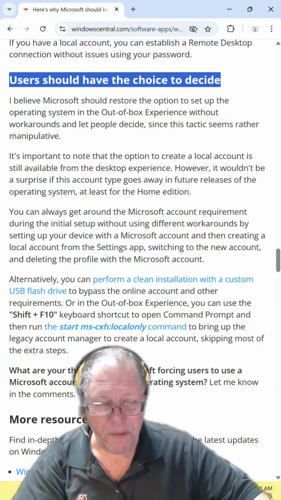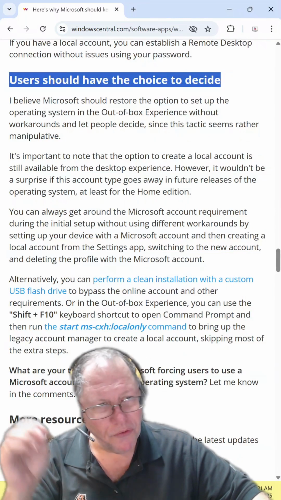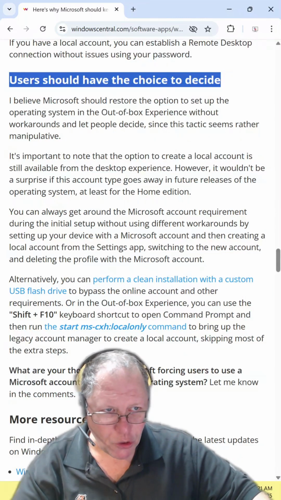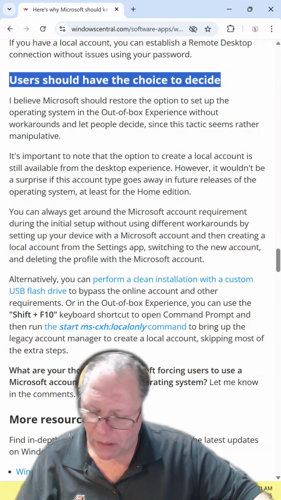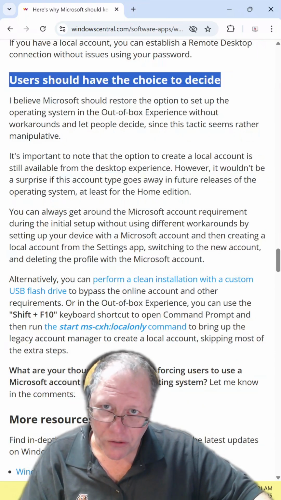And that is the biggest statement that you could make. Users should have a choice, period. If you want a local account, you get to have the local account. If you want to hook up to a Microsoft account, you can do that too.